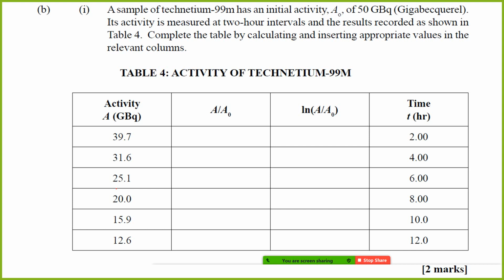I must let you guys know that going into the exam, you have to work fast, right? So all of what we are doing here is worth 2 marks, so we shouldn't take more than 2 minutes to do it.